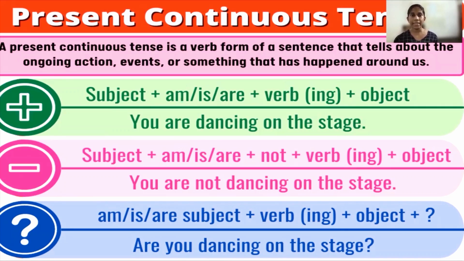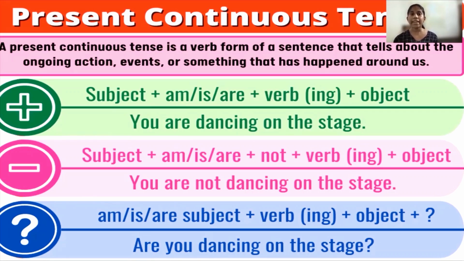Here in this sentence, the subject is you. The relevant helping verb is are. And here the verb is dance, but we need the ing form of the verb. So the ing form of the verb dance is dancing. You are dancing, and as the object we can use on the stage. So the complete sentence is you are dancing on the stage.